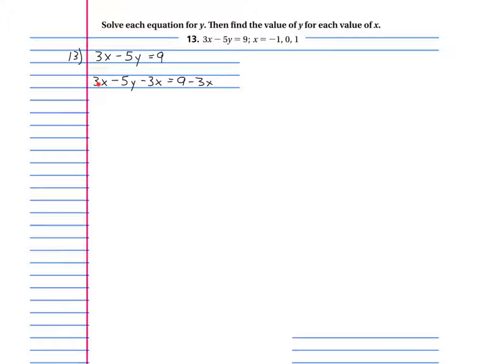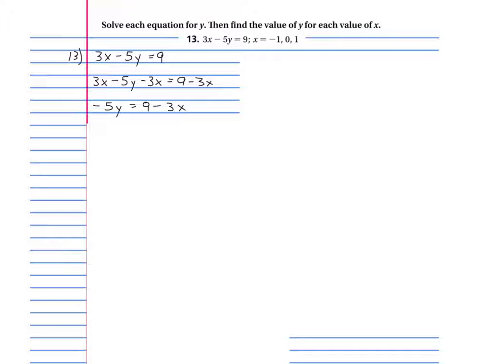So write everything that's there, 3x minus 5y, which is already existing on that left side, and then the thing you're doing, minus 3x. Write everything that's existing on that right side, 9, and then what you're doing, minus 3x. And combine like terms. These are the two things that are going to cancel out. So we're going to get -5y equals 9 minus 3x. You could also have -3x plus 9. That works because the negative stays with the 3x and the positive stays with the 9. But let's keep it like this.